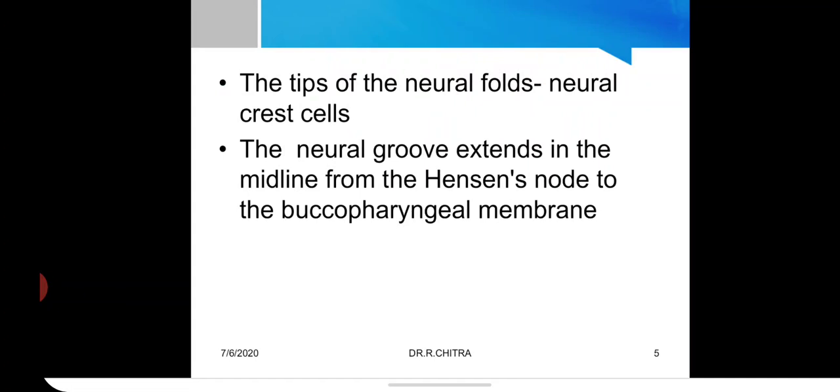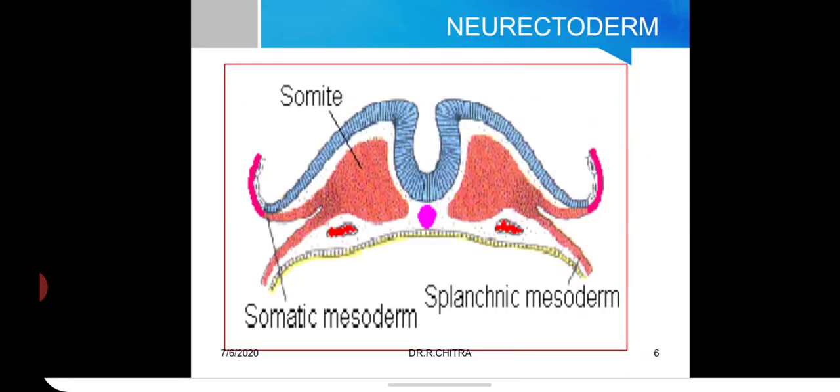So now we are seeing the neural tube formation by the neurectoderm. In the neurectoderm, the neural plate formed, then the neural groove formed. Now the neural groove is extending in the midline, just over the notochord, from the Hensen's node to the buccopharyngeal membrane. This is how the neural tube has been forming.